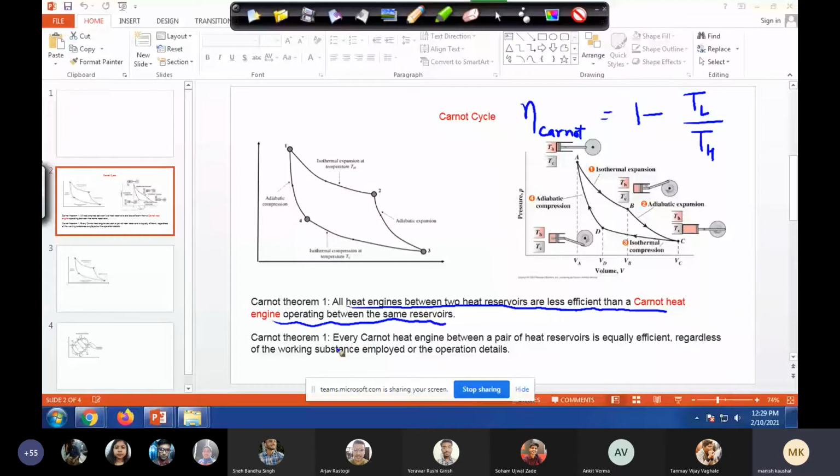We know that a Carnot heat engine is a reversible heat engine. So whatever heat engine you have, if it's working between two reservoirs, let's say TH and TL, then its efficiency will be less than or equal to the Carnot heat engine, which is operating between the same source and sink. Okay, let's prove it. It will be clear, not a big deal.